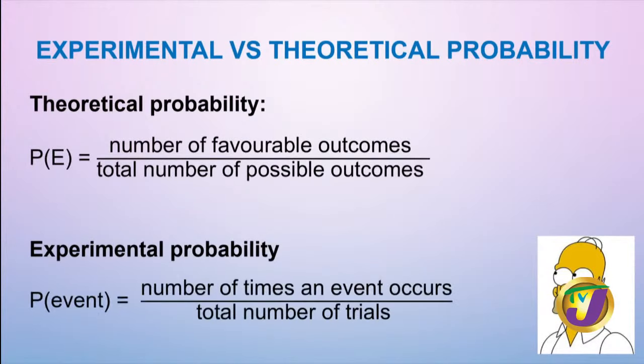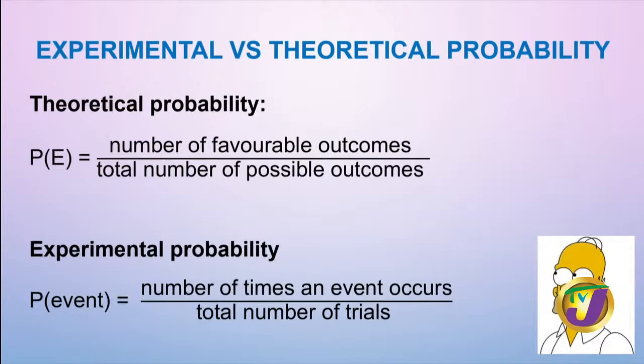If you are wondering how we came up with those two numbers, this is how we determine theoretical probability. Your numerator will be the number of favorable outcomes. In the case of the coin, we were looking at the probability of getting a head, so the favorable outcome there would be 1. Our denominator would be the total number of possible outcomes. The coin only has 2 possible outcomes, and so that's how we got 1 out of 2, or a half.